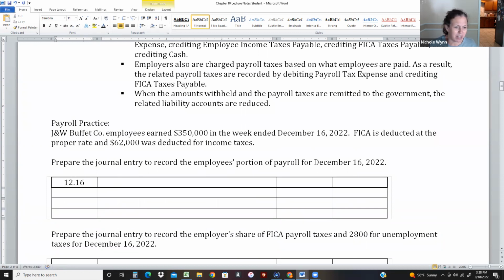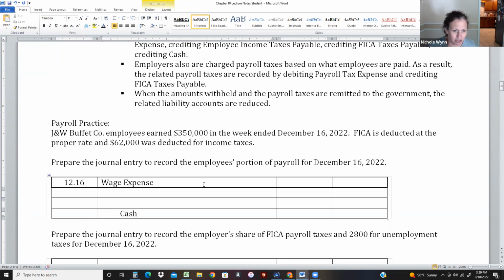So it's 12/16 and employees earned $350,000 in the week ended December 16th, 2022. Back in the good old days, if I said employees earn 350,000, you'd be like wage expense. And then I'm going to skip all the way down here. And you would have done cash. You would have just done that entry. That would be it. Wage expense, cash, 350, done. Now it's going to get a little more complicated.